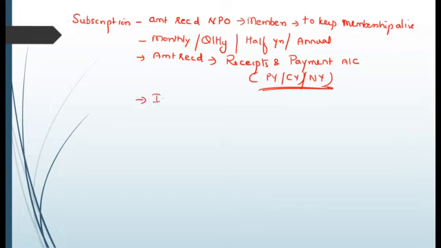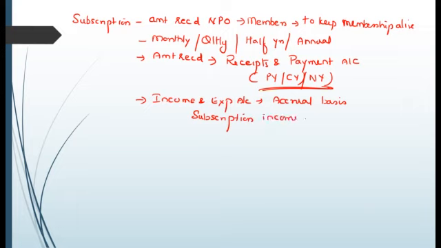However, when we are preparing the income and expenditure account, we follow the accrual basis of accounting, and we find out the subscription income of the year. Whatever amount is related to the current year, whether it has been received or not, has to be included here. So whatever is the subscription income of that year should be credited to the income and expenditure account.